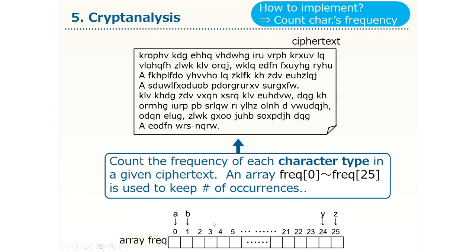Here, indices of the array correspond to the distance from the letter A in order. That is, the letter A corresponds to index 0, B corresponds to 1, and so on, until the last letter Z, which corresponds to index 25. Recall that the codes for these lowercase English letters go in order, starting from A. Thus, the index of each letter is nothing but the distance of the letter from A, or more specifically, the difference of its code and the code of the letter A. So let's consider a program of counting how many times each letter appears in the ciphertext and keeping it in the corresponding place in the array FREQ.